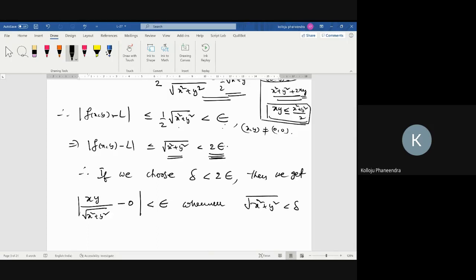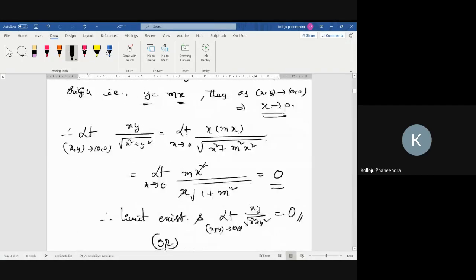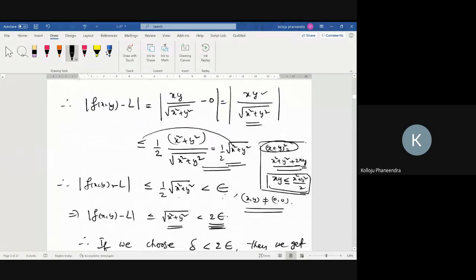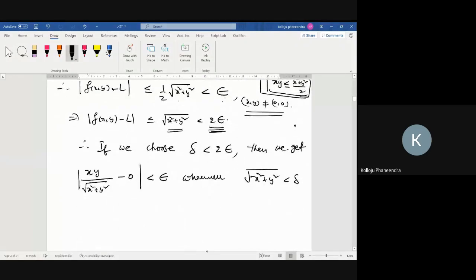And remember, see why I am considering xy not equal to 0 comma 0. In the function, if I put 0 comma 0, what is this? 0 by 0 form, indeterminate form. Therefore, xy not equal to 0, 0 means I am excluding this point, so this is a deleted neighborhood. For a deleted neighborhood, you must write 0 less than root of x square plus y square less than delta. This is the delta epsilon approach.